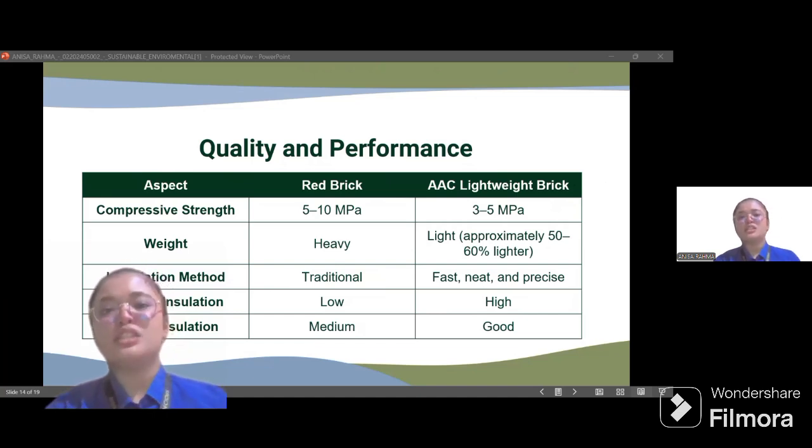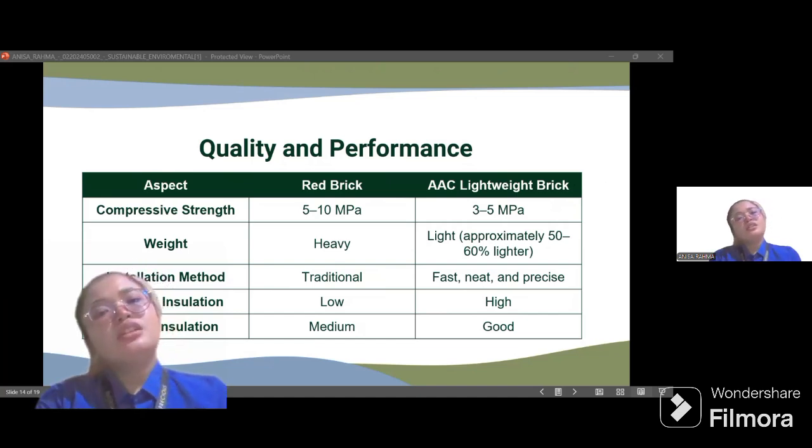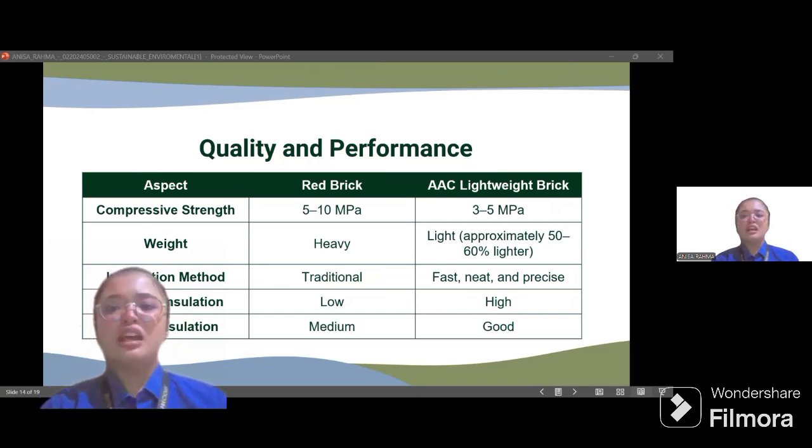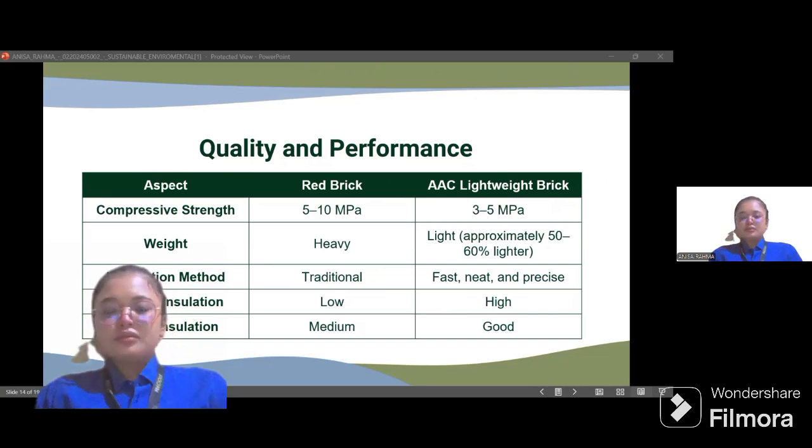The next is weight. Red bricks are heavier than AAC bricks. This additional weight contributes to greater structural strength, but also increases the total load of the building structure. This affects transportation costs and requires more labor for installation.